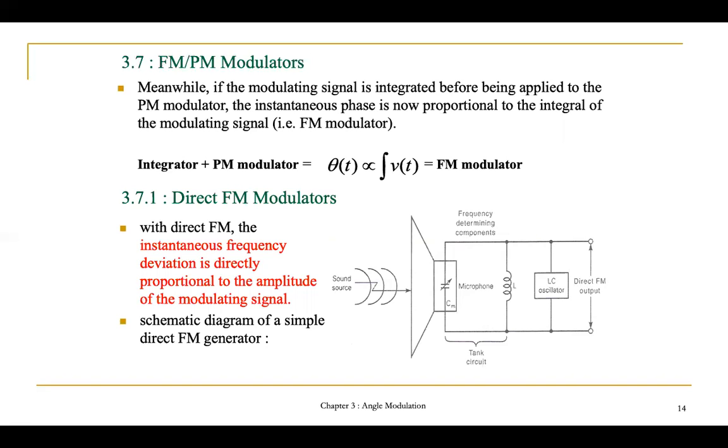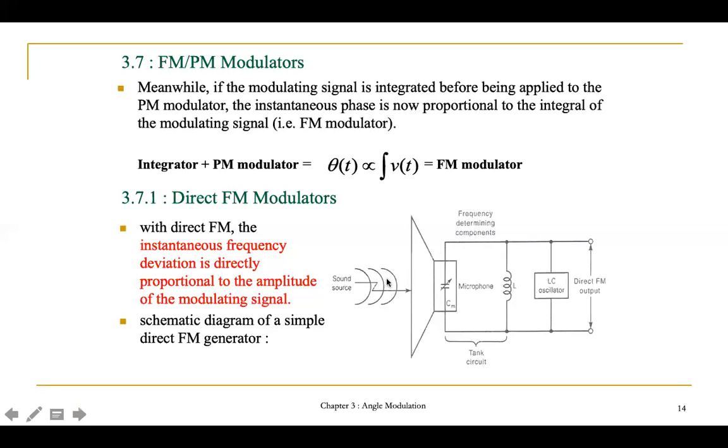Okay, so now let's look into types of FM and PM modulator. For the FM modulator, basically we can divide it into two types. The first one is direct FM modulator, and the second one is indirect FM modulator. For subchapter 3.7.1, this is the direct FM modulator. It says that with direct FM, the instantaneous frequency deviation is directly proportional to the amplitude of the modulating signal.